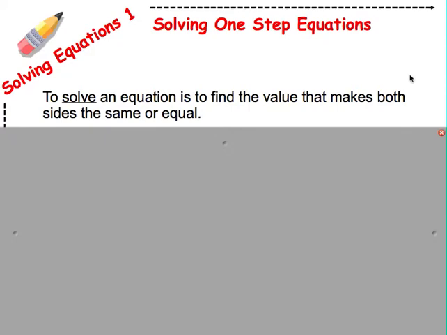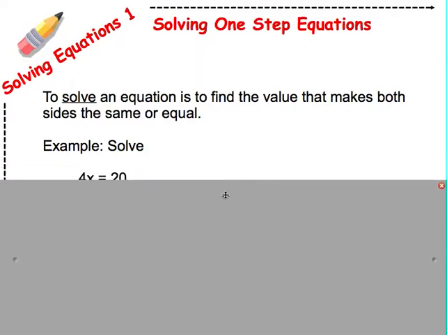Welcome to Solving Equations 1. This is going to be a little bit of a video lesson to help you through the process of solving an equation. Yesterday we looked at writing them, today we're going to look at how to solve them. To solve an equation is to find the value that makes both sides the same or equal.